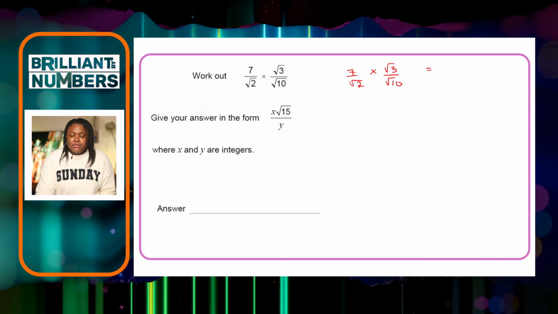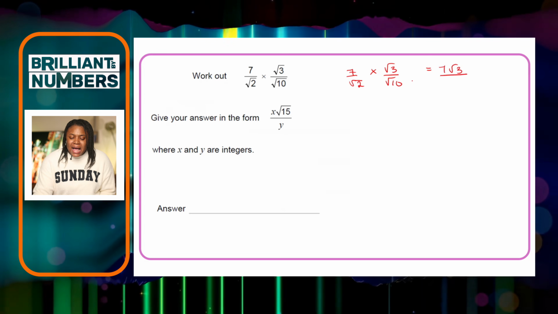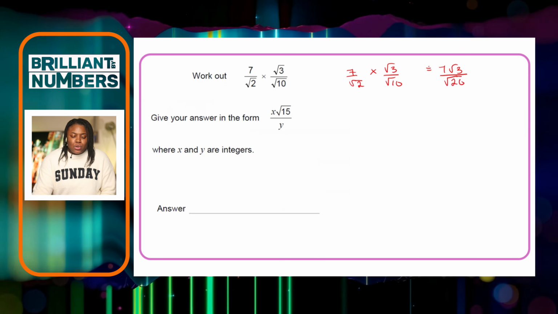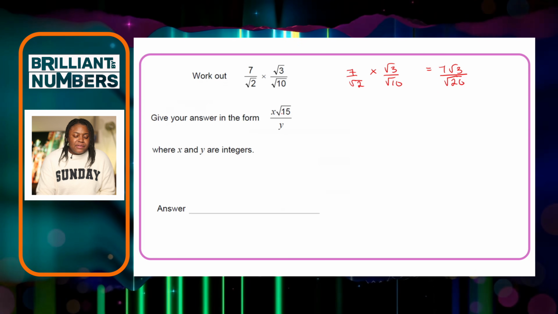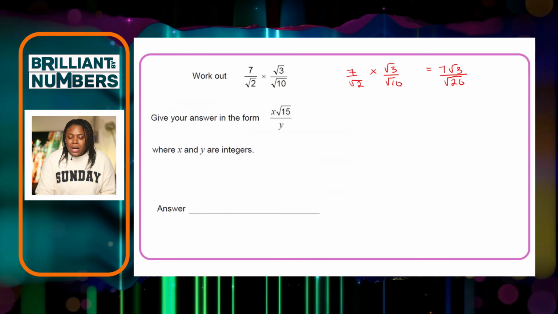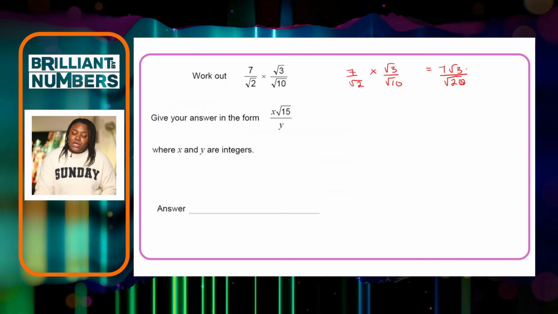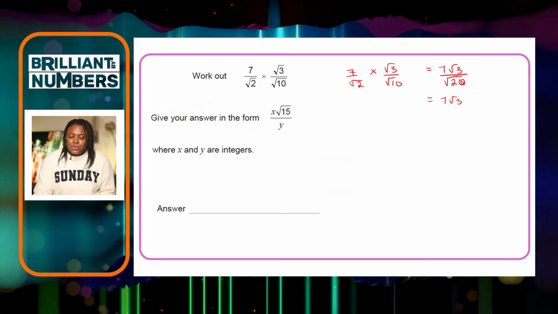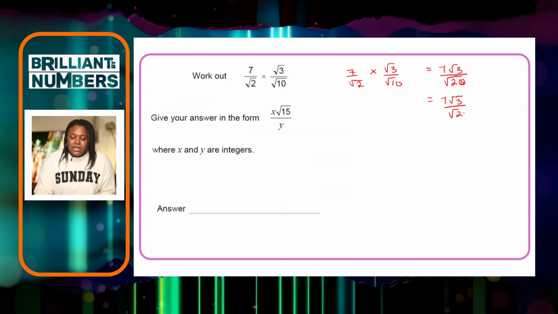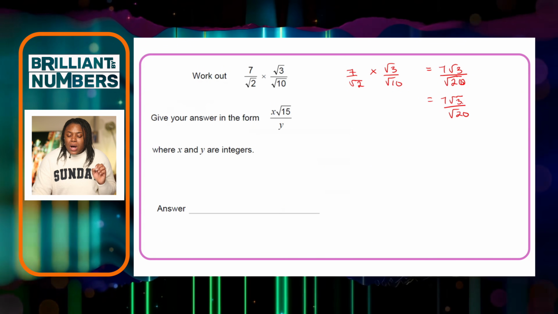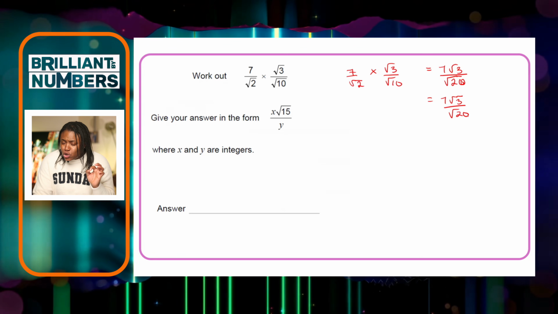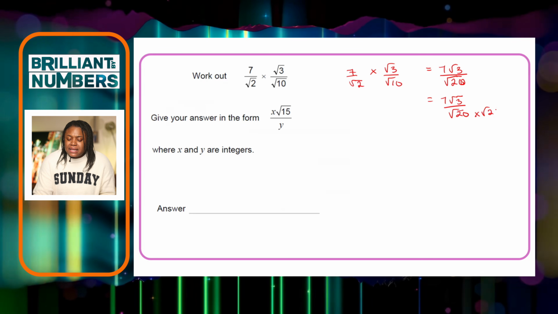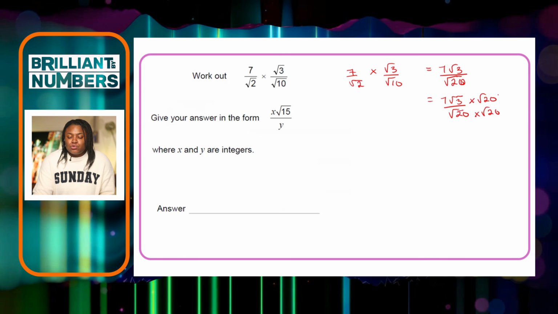Okay, so we're going to multiply. We get 7 times root 3 is 7 root 3. And root 2 times root 10 is root 20. So we are asked to give our answer in the form x root 15 over y. So what we've got to do here, guys, we got to rationalize. So to rationalize, let me just rewrite this here. So times by root 20 over root 20. To rationalize means that I should not have a surd in my denominator. So to get rid of this surd, I need to multiply it by itself and also the numerator by root 20.